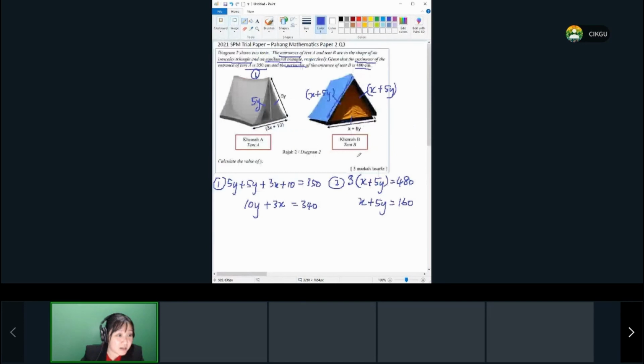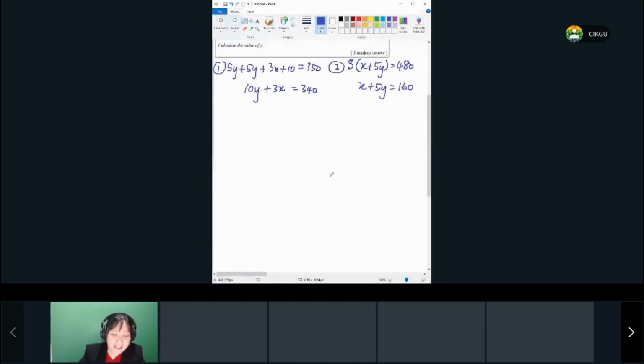So which method do you want to use? The question says, calculate the value of y. It doesn't matter. 2 equations, 2 unknowns. Simultaneous. I like elimination. I'm not going to do substitution. So arrange nicely. I usually prefer to arrange my x in front. So I put 3x plus 10y equals 340. The second equation, x plus 5y equals 160. Arrange nicely x's, y's, and numbers.